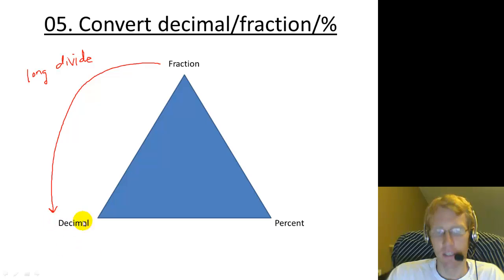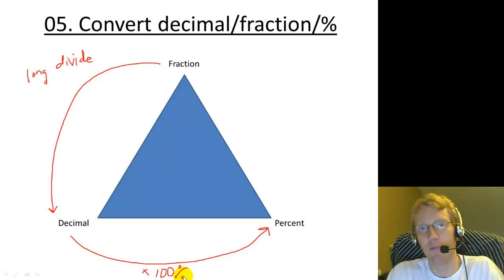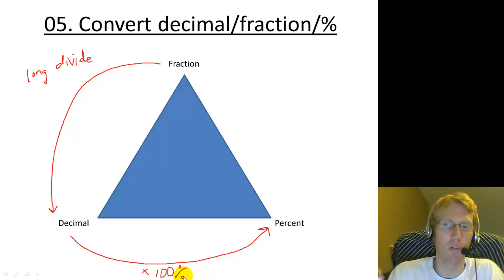If you have a decimal and you want a percent, so say you have a decimal that's like 0.3, you might know that that's 30%. So to go from decimal to a percent, you multiply by 100 and add a percent sign. That's the same as moving the decimal place 2 digits to the right. So 0.30 becomes 30.